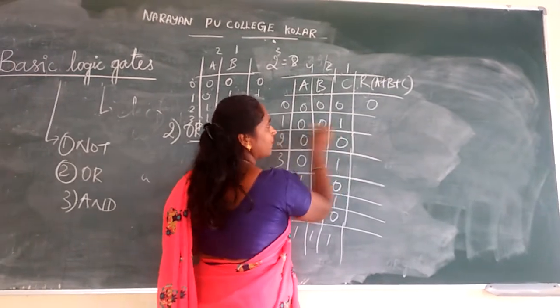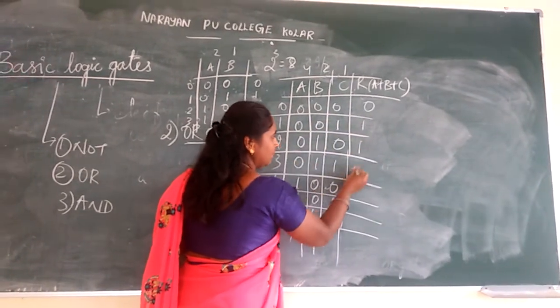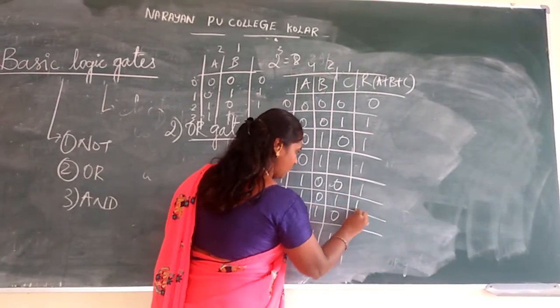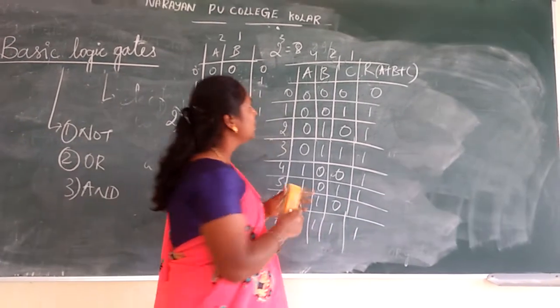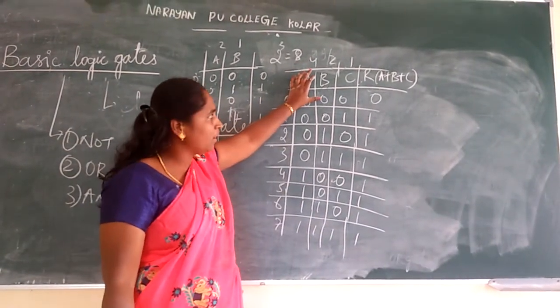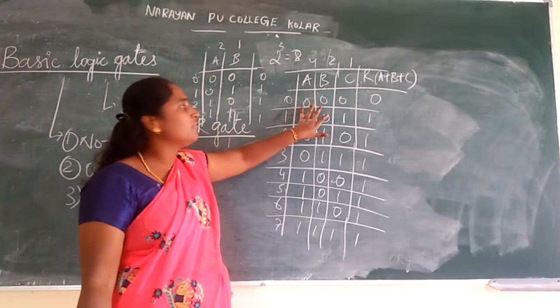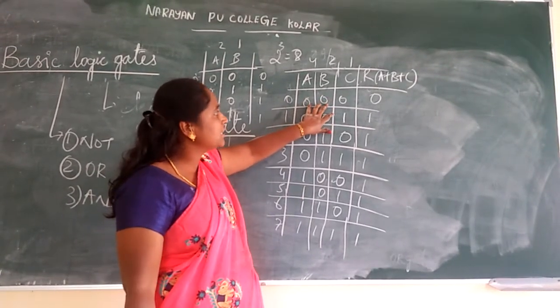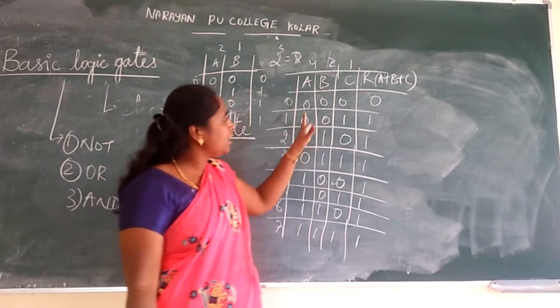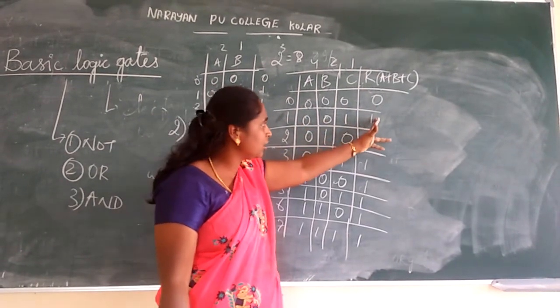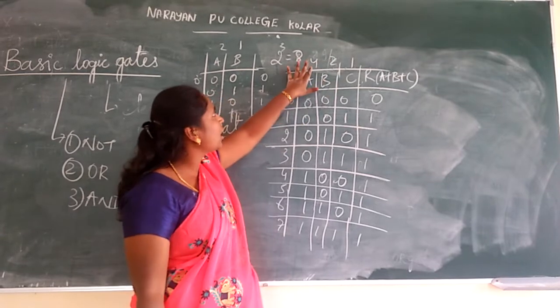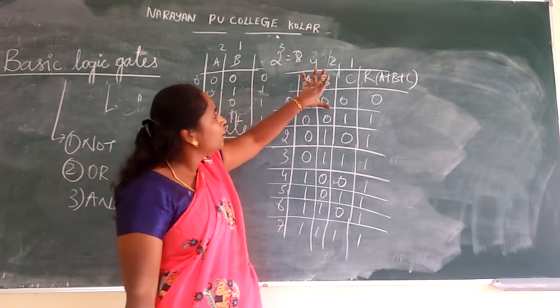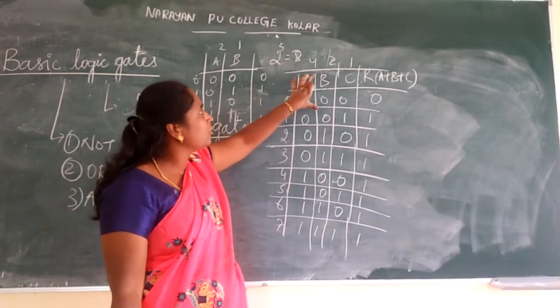So the result is 0, 1, 1, 1, 1, 1, 1, 1. In a logical addition, if all the input signals are 0, the output will be 0. If any one input is high, the output will automatically be high. This is the three input OR gate.